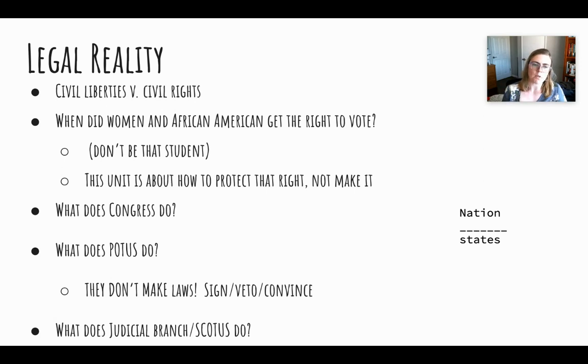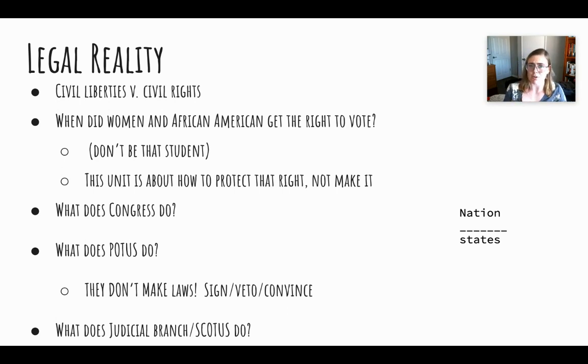Okay, what does Congress do? Congress is the legislative branch. Congress is one of our three branches, so their job is to make laws. They write the laws, and then after they make the laws, it's the president, or POTUS, who signs them. They're the executive branch. They can sign a law, they can veto it, which essentially sends it back to Congress, or they can help convince Congress, but they themselves don't write the laws.